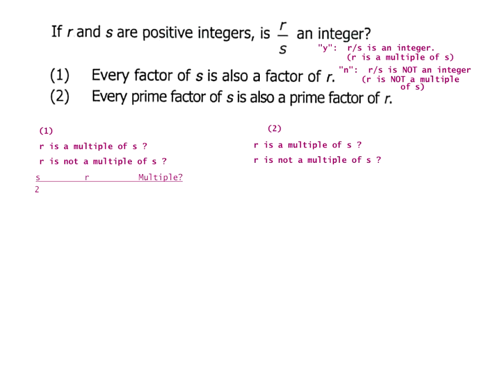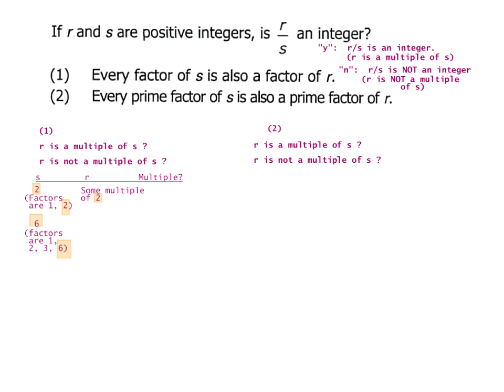If S is 2, then the factors are 1 and 2. Oh, look at that. That means that 2 has to be a factor of R, so it's going to be some multiple of 2, because it has to have 2 as a factor. If we try another number, you'll see right away. Like if we try 6, the factors of 6 are 1, 2, 3, and 6. But every single time, you're going to have S as a factor of itself.